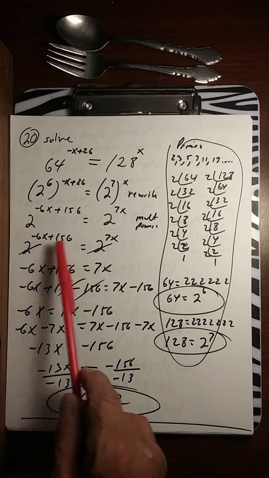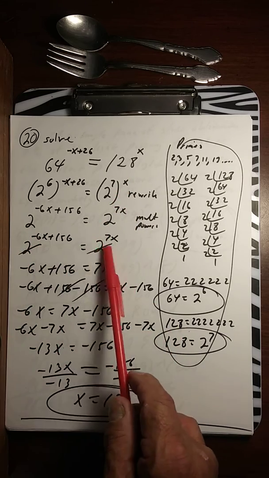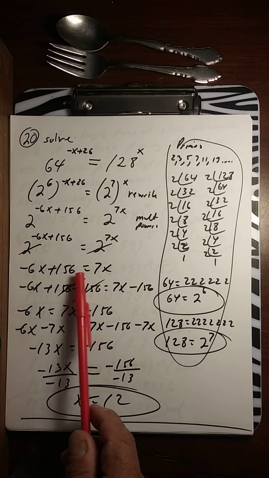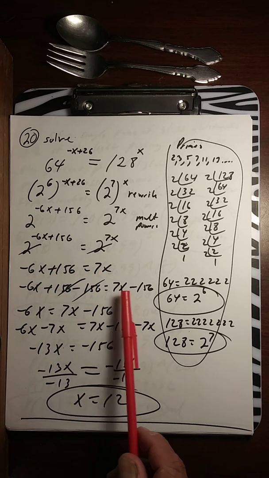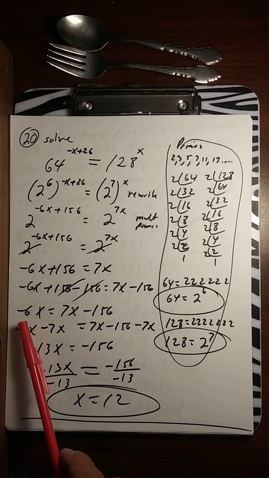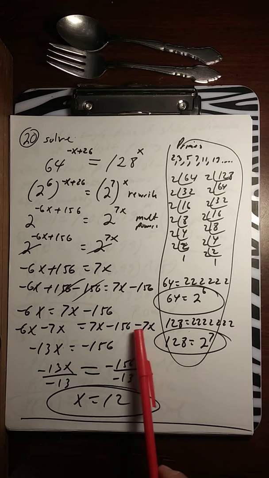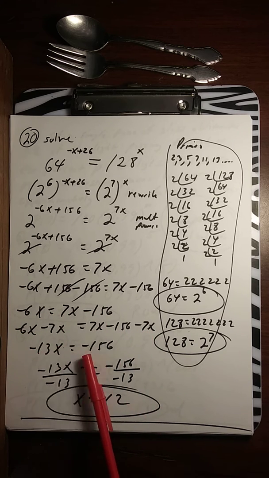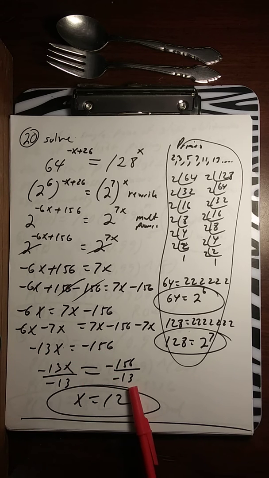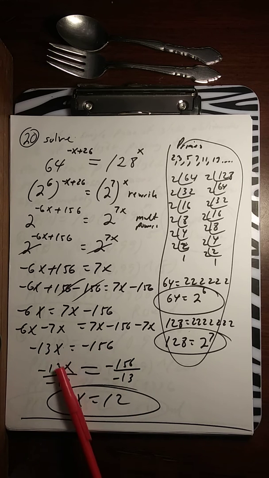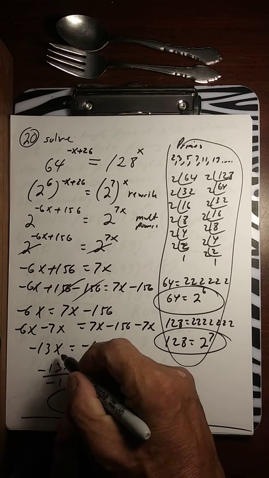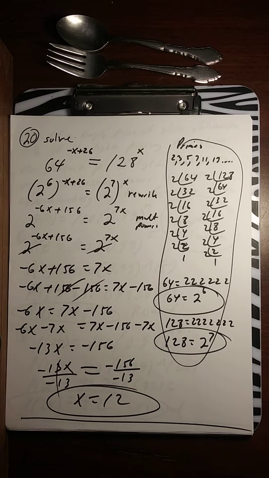And the 2's are matching bases, so get rid of them. So then you have negative 6x plus 156 equals that. Subtract 156, 156, these are gone. So negative 6x equals 7x minus 156, minus 7x, minus 7x, these are gone. Negative 13x equals negative 156, divided by negative 13, divided by negative 13, this is gone. And this is going to be what? Just 12.